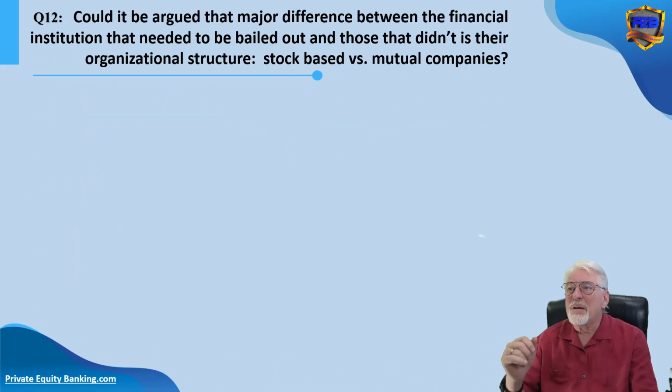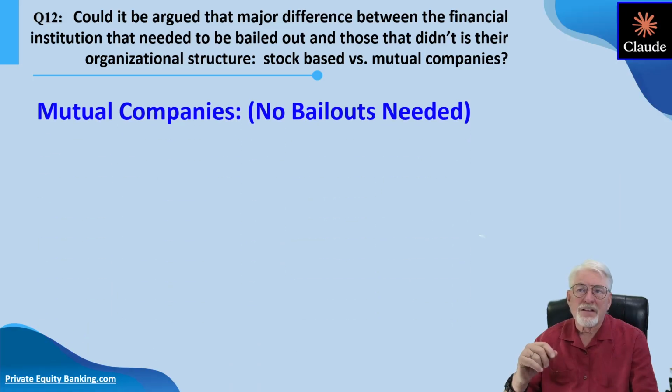Okay, question number 12. Could it be argued that a major difference between the financial institutions that needed to be bailed out and those that didn't is their organizational structure? In other words, stock-based versus mutual companies. The first answer comes from Claude.